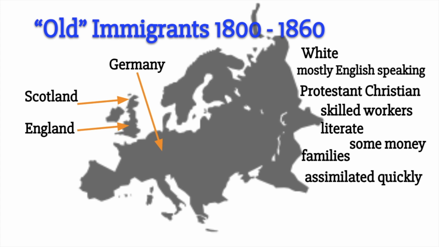Many of them traveled here and migrated here with their families, so we had a family unit, a family structure coming to the United States. And many of these old immigrants assimilated quickly. They blended in with American society. They adopted American customs and traditions and culture, and especially adopted the language. So these old immigrants were welcomed because they looked very similar to the people currently living in the United States.